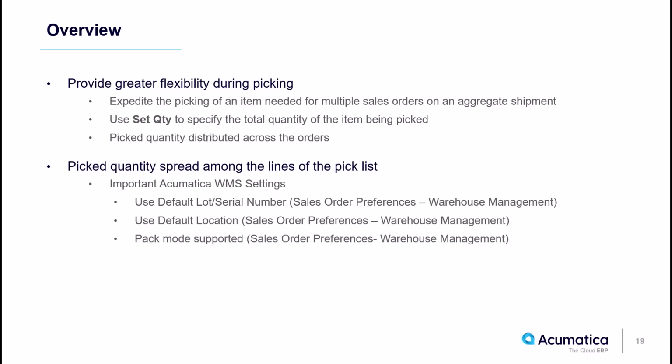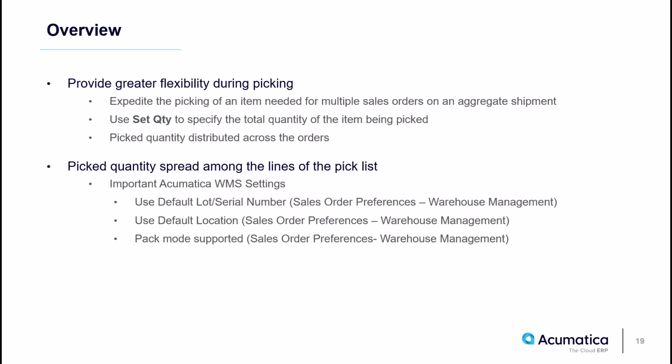There are some important WMS settings that drive the behavior of this feature. If an item is lot tracked and the Use Default Lot Serial Number setting in Sales Order Preferences for Warehouse Management is selected, the quantity is spread among all the lines for the item in the location. If not selected, the quantity is spread among all the lines for the lot in the location.